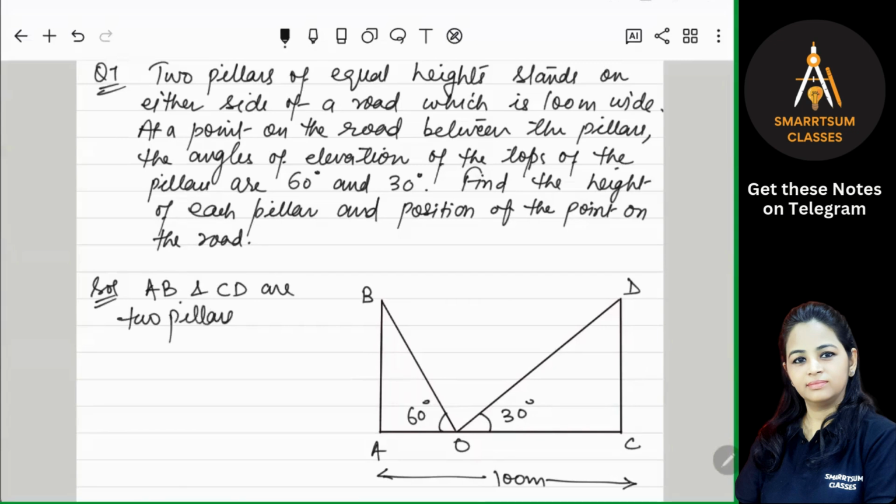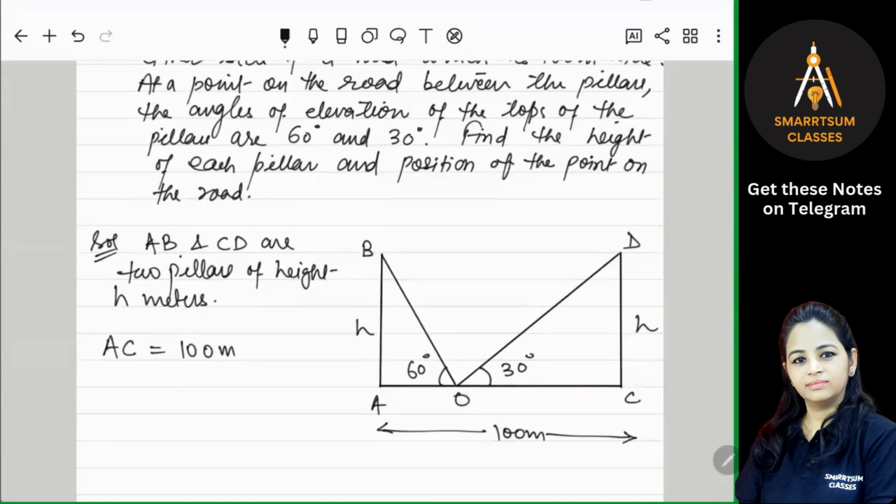Suppose both have the same height, that is h meters, right? Because both are of equal height, right? Now, the width of the road, this AC, is 100 meters. It is already given in the question, right? And suppose O is the point in between, right? And suppose OA is x meters, and therefore OC will become 100 minus x meters, right?